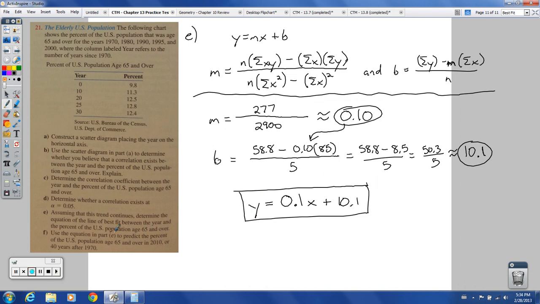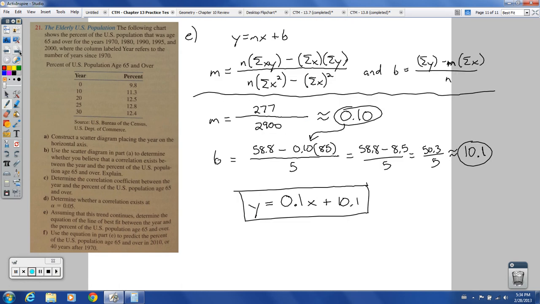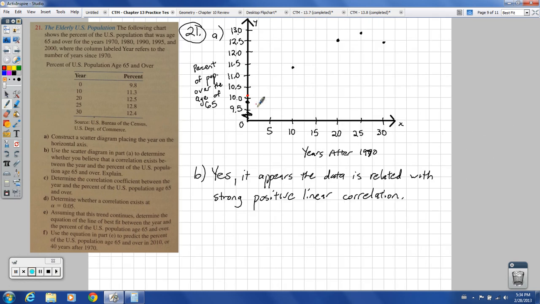And we're going to use this. It looks like we don't have to plot it. I could plot that, though. If I went back to the graph here, I'll just roughly sketch that real quick. You'd start at 10.1, and the slope is 0.1, so every time you go up 0.1, you'd go to the right 1. If you went up 0.5, you'd go to the right 5.